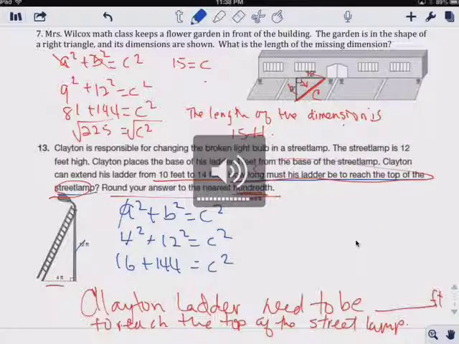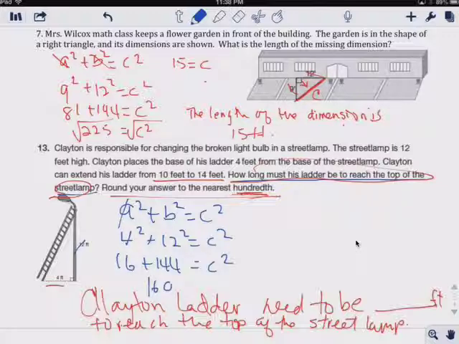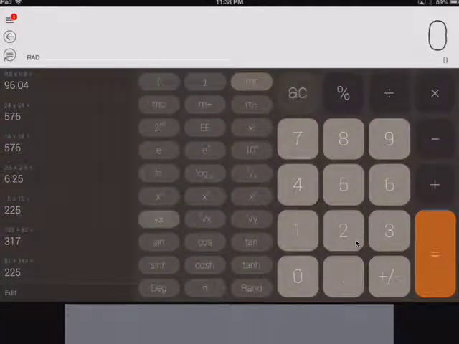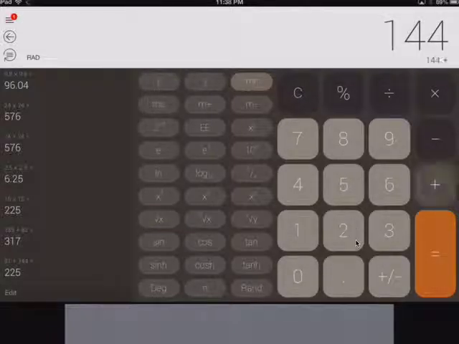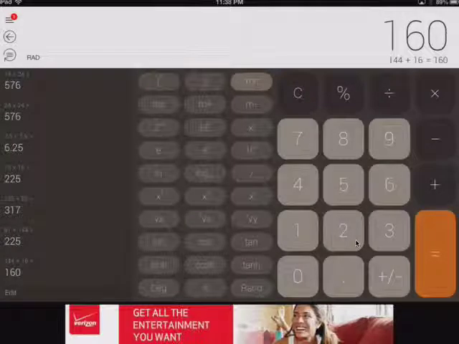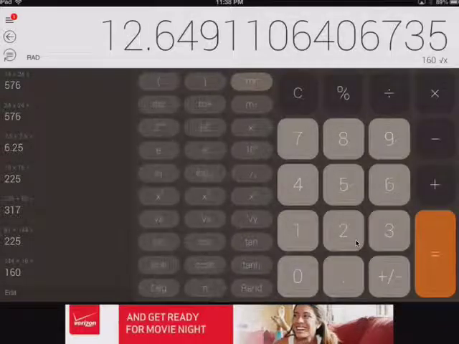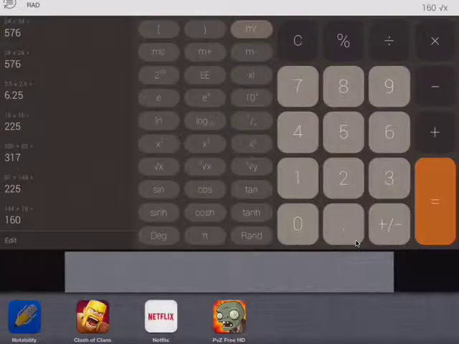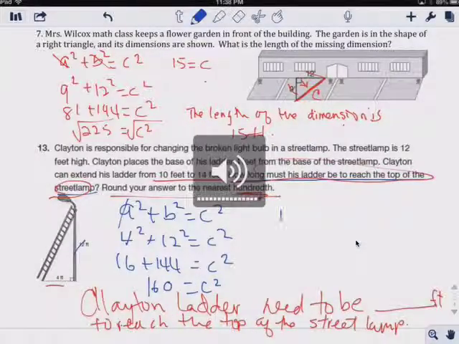What would it be? 160 equals C squared. I believe it's 160. Let's do it. I'm doing it in my head. So 144 plus 16. Yep, take the square root of that. 12.649. We need the 649. That's important. 12.649 equals C, because the square root of C squared is C.